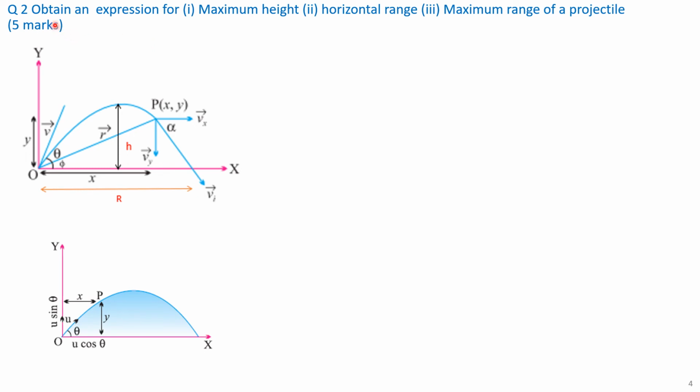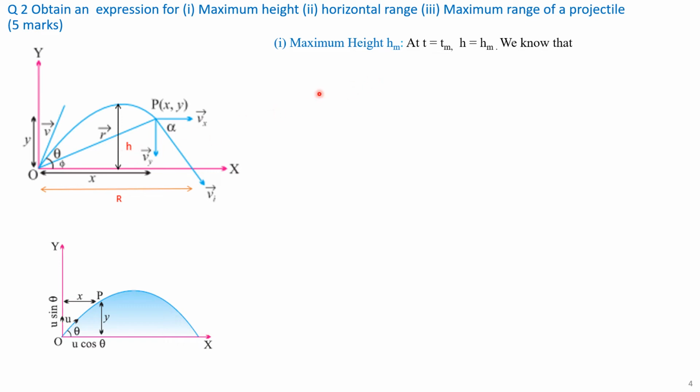Next is question number 2. Obtain an expression for maximum height, horizontal range and maximum range of the projectile. This is also a 5-mark question that is likely to be asked in your examination. The figure shown in the previous slides is reproduced here on the left hand side. Therefore, maximum height Hm as shown in the figure, this is the maximum height, and though it is marked H, it is Hm.